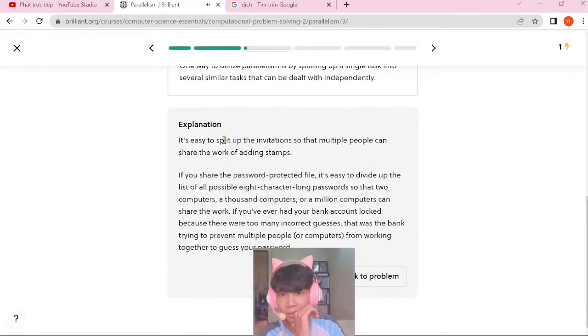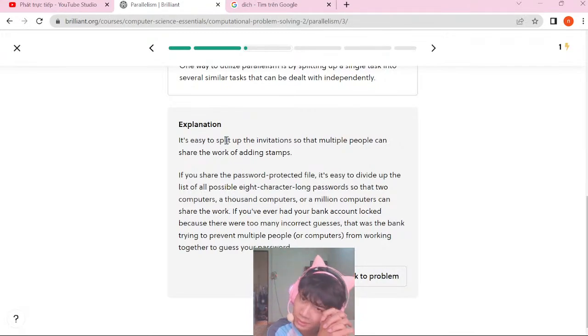It's easy to split up the invitations so that multiple people can share the work of adding stamps. If you share the password protected file, it's easy to divide up the list of all possible 8-character long passwords so that two computers, 1,000 computers, or a million computers can share the work. If you ever have your bank account locked because there are too many incorrect guesses, that was the bank trying to prevent multiple people or computers from working together to guess your password.